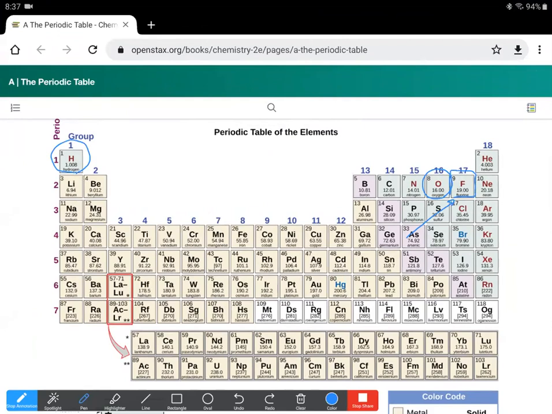Fluorine wants it the most because it's one away from a filled octet, just like anything in this column here. But the reason fluorine wants it more is because it has fewer shells. And so those electrons are really close to the nucleus and they're highly attracted and they want to fill that octet. And so oxygen is going to be more electronegative in this case.